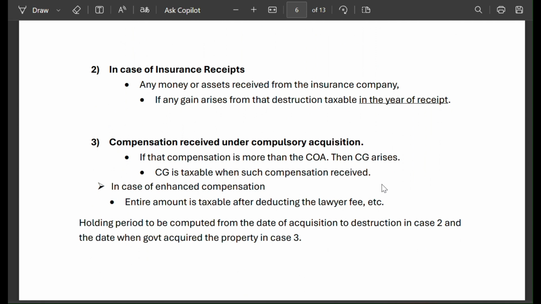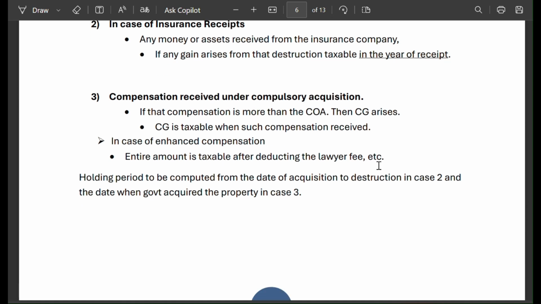In case of insurance receipts, if any asset is destroyed, we get insurance from the insurance company. In that case, capital gain arises when the amount is received from that insurance company. Capital gain is taxable in the year when that amount is received. Next is compensation received under compulsory acquisition. If the government acquires any asset belonging to us for a reasonable purpose, for example construction of a road, a hospital or a building, the government will give us compensation. If the compensation is received later, the day when it is received is the chargeability of the capital gain.